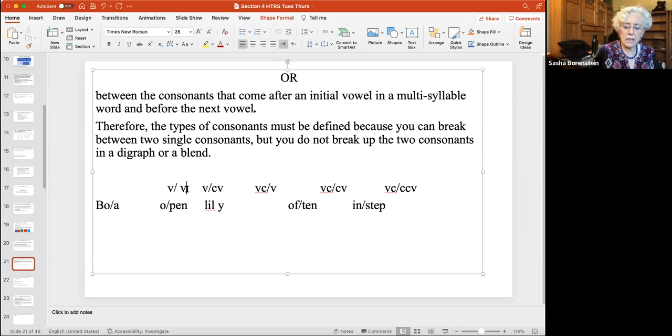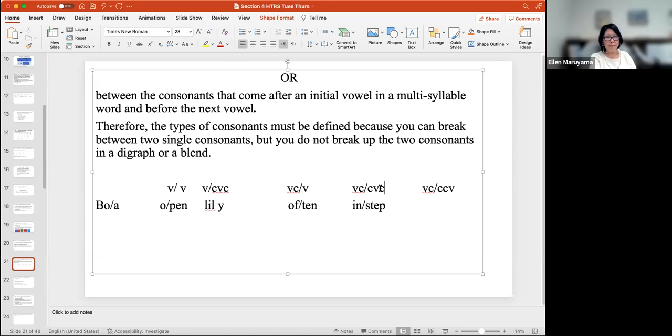There should be a C here for open, right? No, not this, that was for boa. For open, there should be a C here at the end. For often, there should be a consonant-vowel. Yeah, okay? Good point, good point.